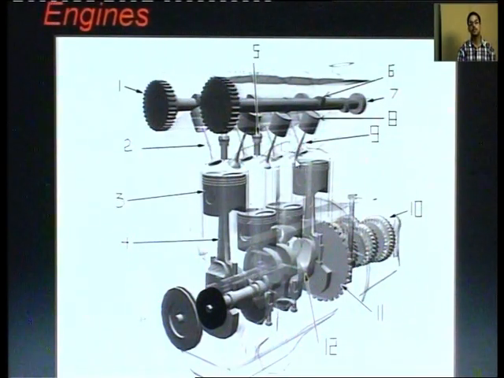See, there are 2 types of valves also. Number 1 is a single valve case: 1 valve is for intake and 1 valve is for exhaust. If there are 2 valves for each case, 2 valves for intake and 2 valves for exhaust, then we can say that it is a twin cam valve.